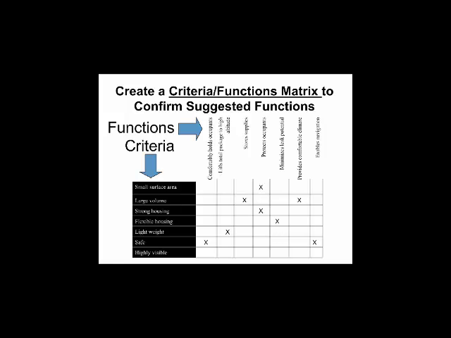So once I have this all filled out, now what? Well, you can figure out if you have enough functions by looking for any empty rows. Are there any criteria that are not addressed by any function? Yeah, there is one. Highly visible. So how can we fix this?